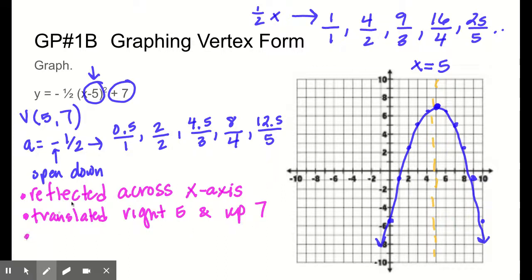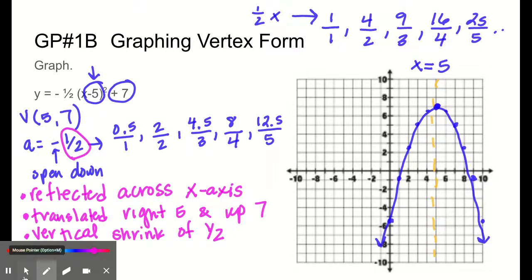And lastly, because our a value is not 1, there is again a shrink or a stretch there. Remember, when your a value is between 0 and 1, or when our parabola gets wider, that's what we refer to as a vertical shrink. So the graph is a vertical shrink of 1/2. And that is graphing in vertex form, where we put all of our different transformations together. Make sure, again, you have stuff in your toolbox.